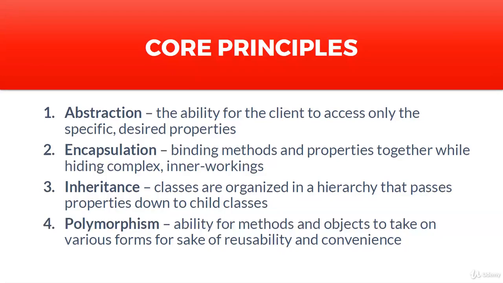And then lastly, we have polymorphism. Polymorphism, poly meaning many, morph meaning shape or form, is the ability for methods and objects to take on various forms for the sake of reusability and convenience. That one might be the most abstract for you. Oftentimes polymorphism takes some time for people to get their hands on. The other three are pretty simple to see and to implement. But anyway, these are the four core principles of object-oriented programming.